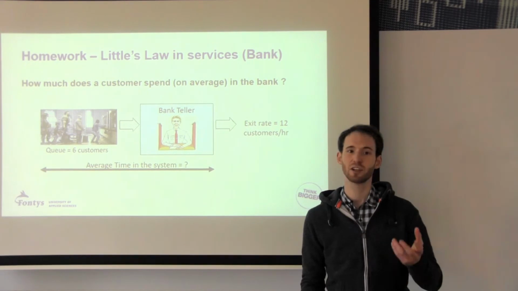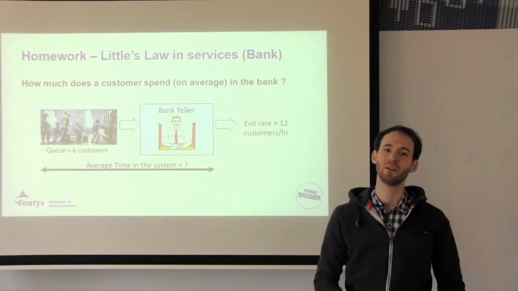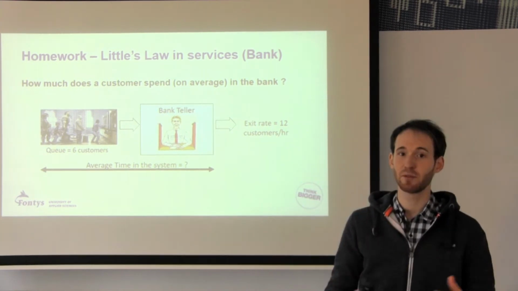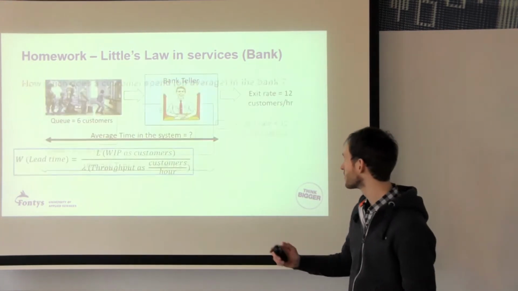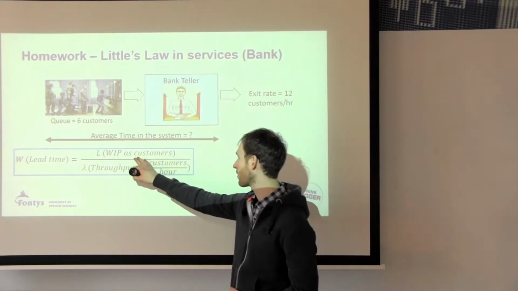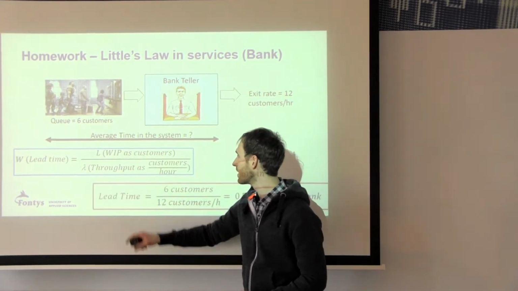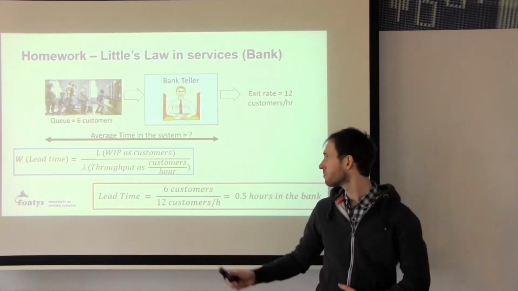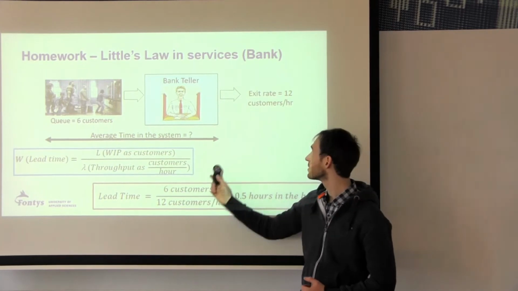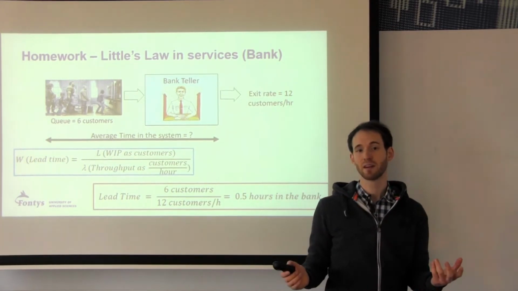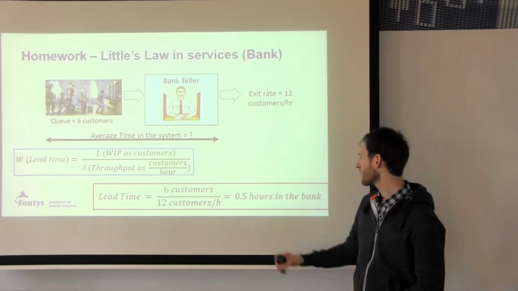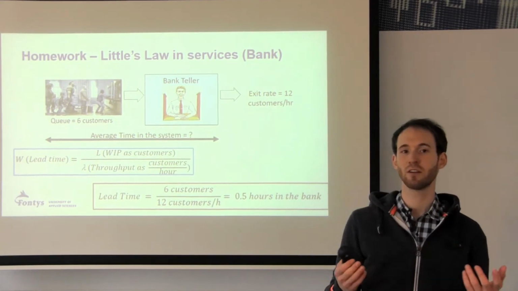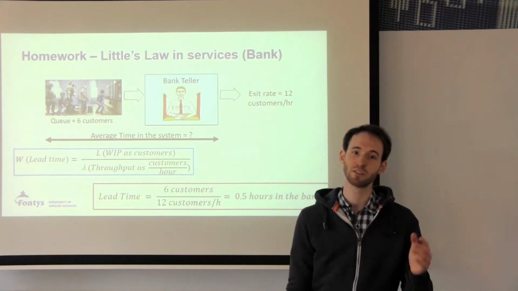So lead time is already the original Little's Law formula. Lead time equals, as said before, work in progress divided by throughput. So work in progress as customers divided by throughput. Lead time is the work in progress, so 6 customers waiting in the queue, divided by 12 customers that are exiting per hour. And this gives us half an hour of lead time in the bank. So customers on average spend half an hour in the bank from start to finish.